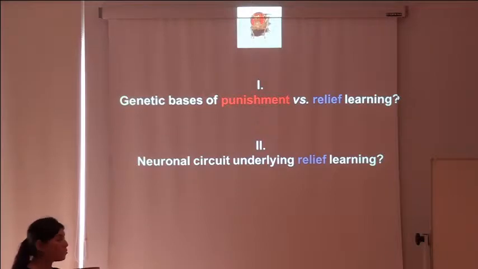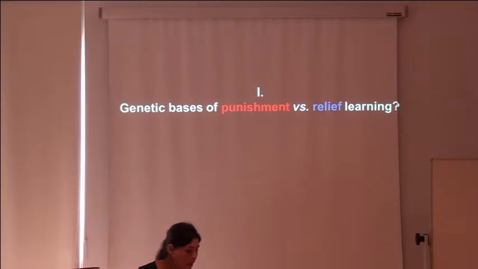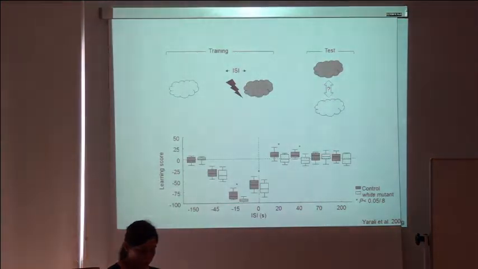I told you that I'm going to talk about ongoing projects. So we have two big ongoing projects in my lab. One of them deals with the genetic basis of punishment learning, especially in comparison to relief learning. And the other one is trying to map out the circuitry underlying relief learning. Now, let's start with the first one.